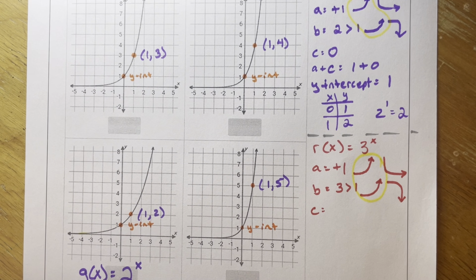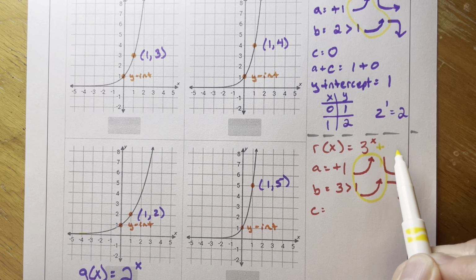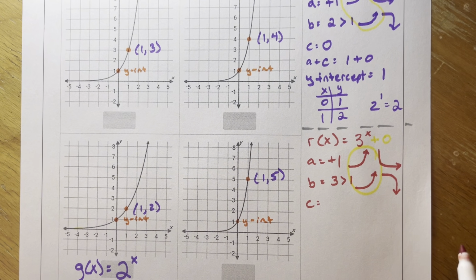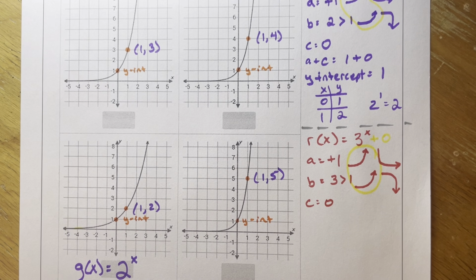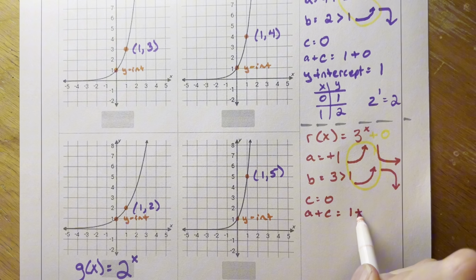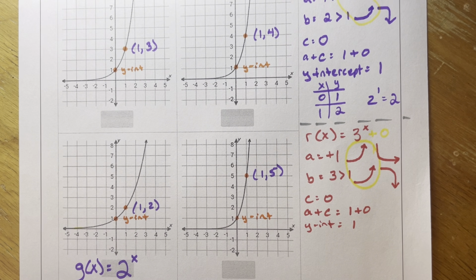So as we said with our first equation, if there is no number showing adding or subtracting at the end of our equation, then we know that that is a 0. So our C value is 0. And if we were asked for the horizontal asymptote of our graph, we could say C is equal to 0. We use that to find our y-intercept by adding a plus c. So we have 1 plus 0. So again, our y-intercept is equal to 1, which stands to be true for all 4 of our graphing options.